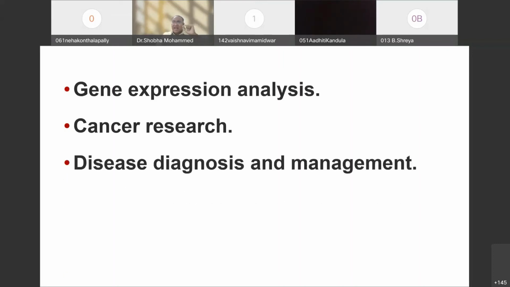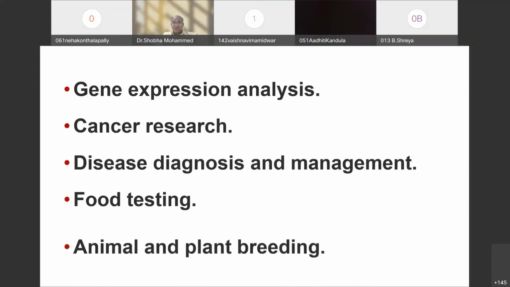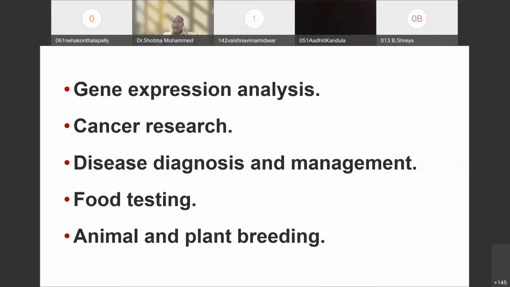Then disease diagnosis and its management. How do I manage it? If the load is more or less than before, I need to adjust the dose of that particular drug. It helps me in the diagnosis, management and prognosis of that disease. Food testing is definitely an important point for us. Food testing also, then animal and plant breeding.